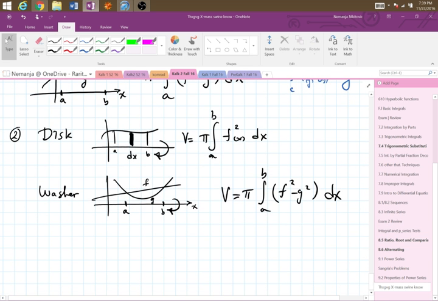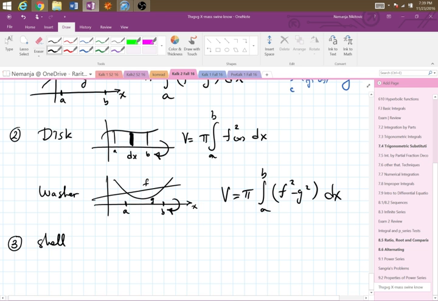And then we have the shell method. R squared for area or for volume? R squared area times dx gives you volume. Oh, okay. Right, r squared area of the circle, pi r squared, right? That's why we have pi f squared. Okay.